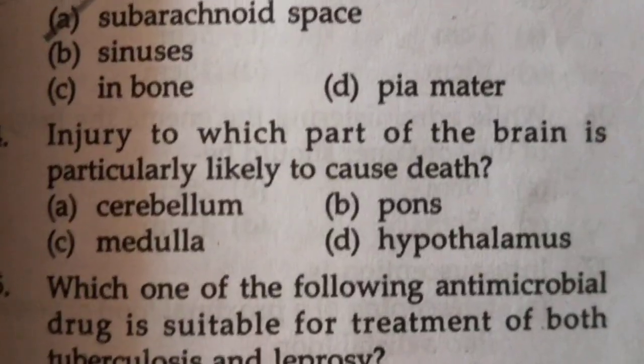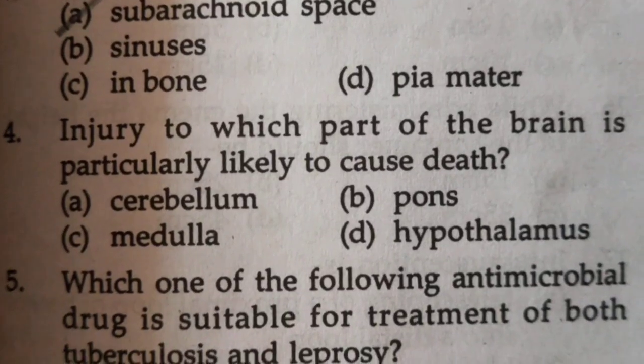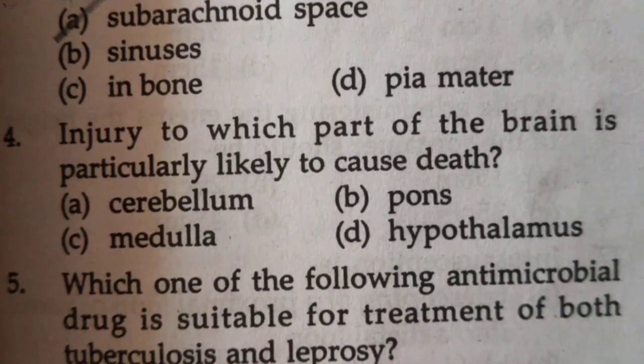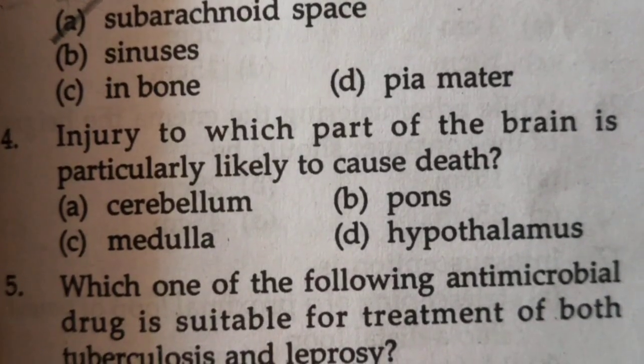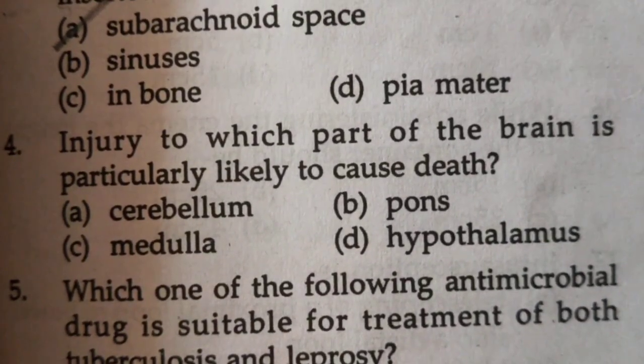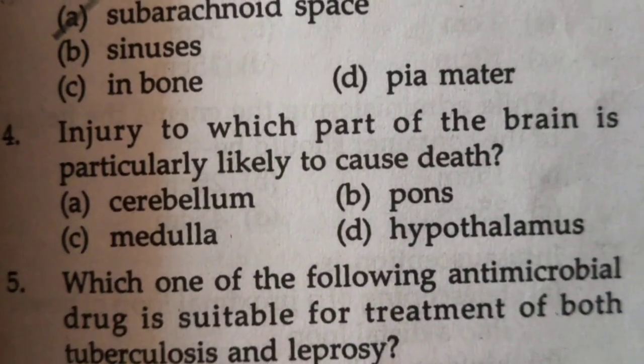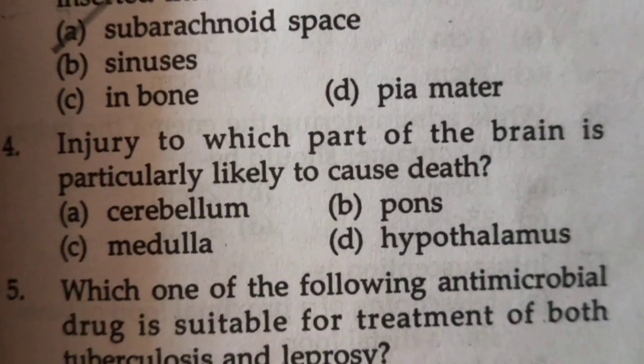Next, fourth question. Injury to which part of the brain is particularly likely to cause death? Option A, cerebrum; option B, pons; option C, medulla; option D, hypothalamus. The right answer is option C.